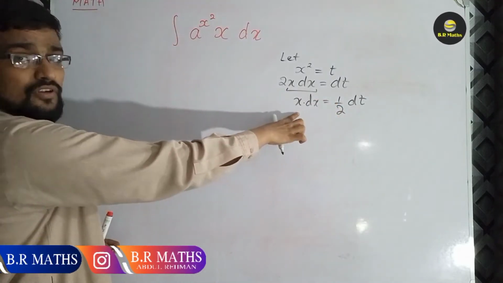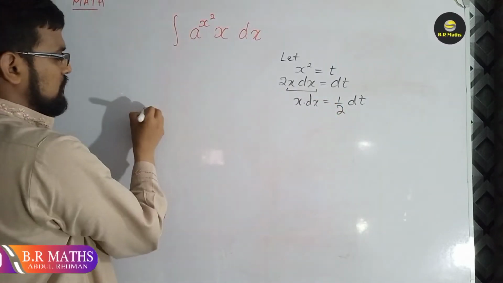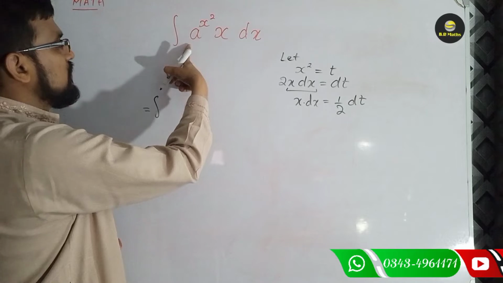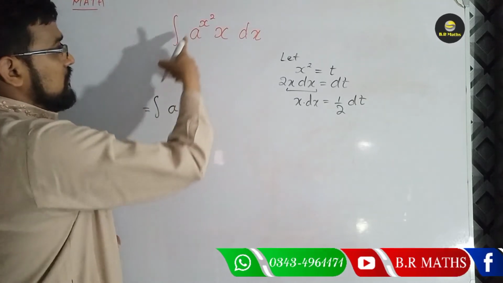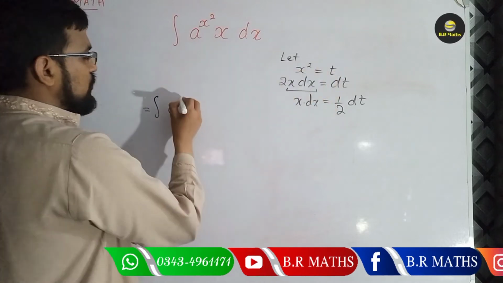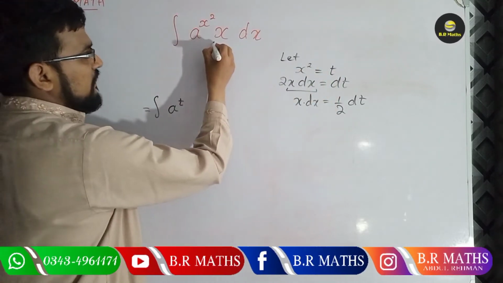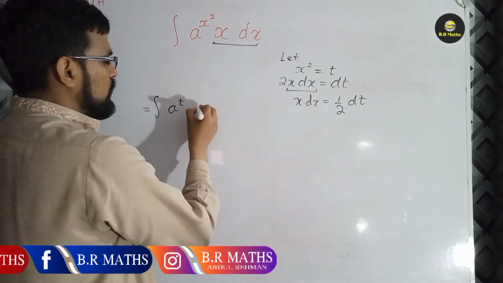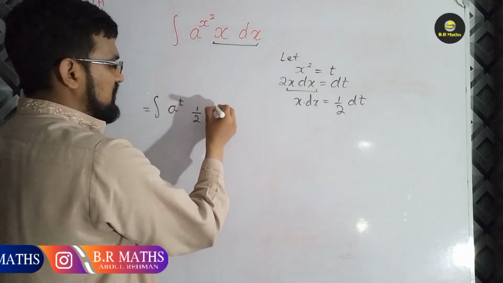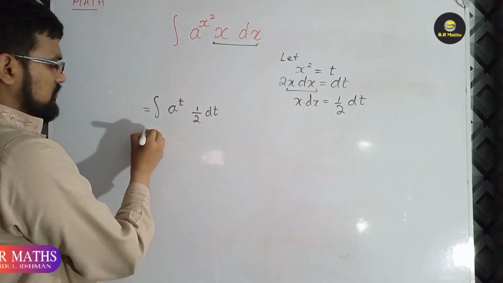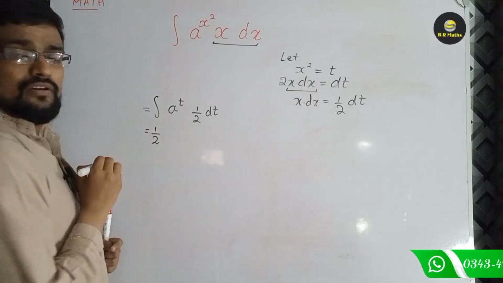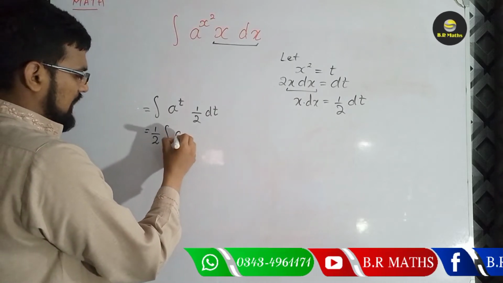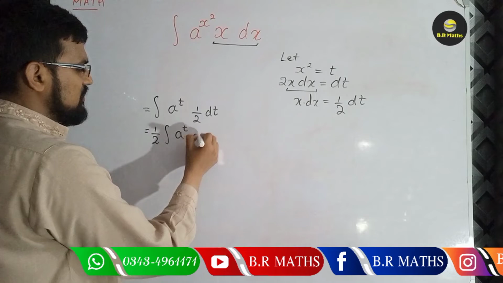And now put this value in this form. After substitution, this question becomes a raised to power x square, which is equal to t, and this x dx is equal to 1 over 2 dt. So 1 over 2, write as a constant, so it comes outside the integral, and this becomes a raised to power t dt.